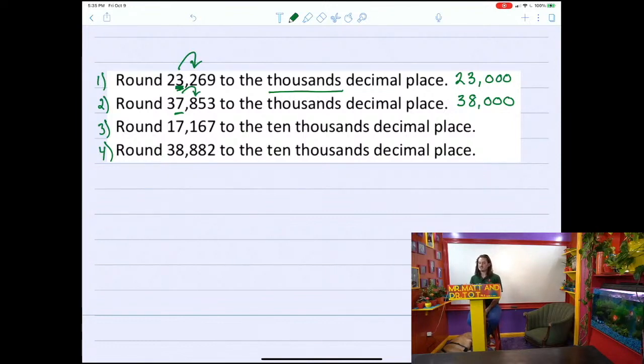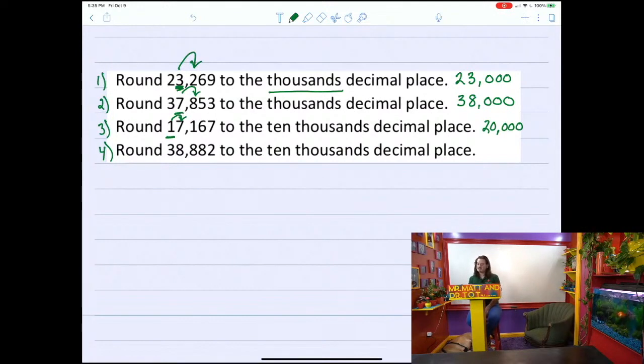Number 3, round 17,167 to the 10,000s decimal place. So we're rounding to this decimal place now. Looking to the right, that value is a 7, so we're going to bump this up to 20,000. If we're rounding to the nearest 10,000, then the thousands, hundreds, tens, and ones place would all be zeros.